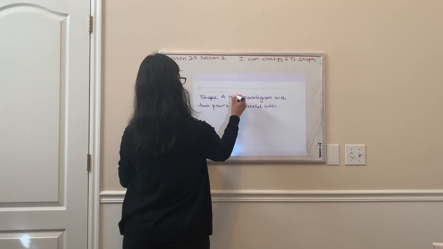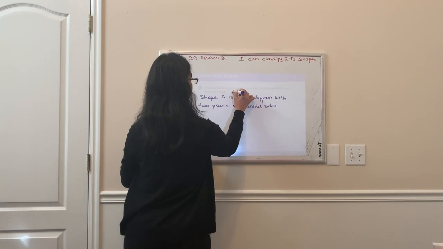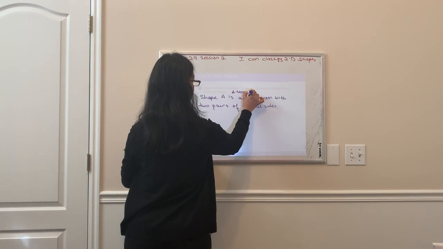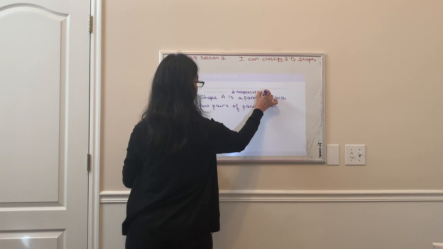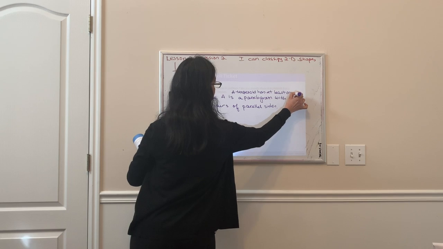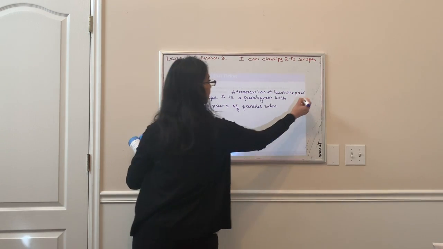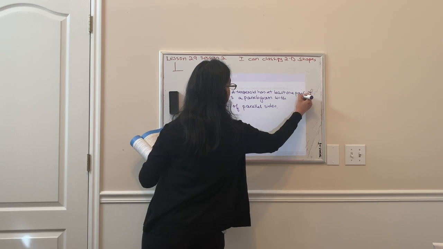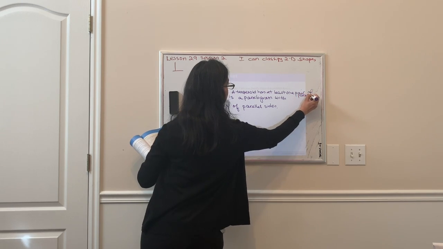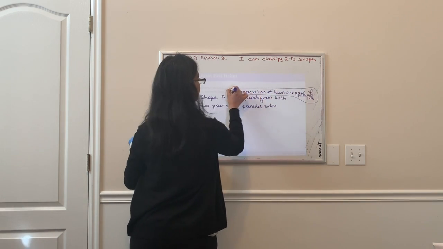So this is the explanation for the definition that a trapezoid has at least one pair of parallel sides, right? That's the explanation for that one.